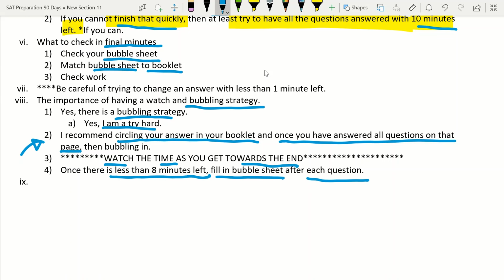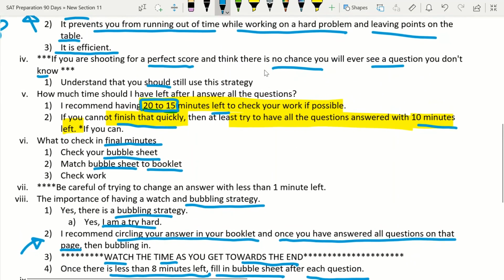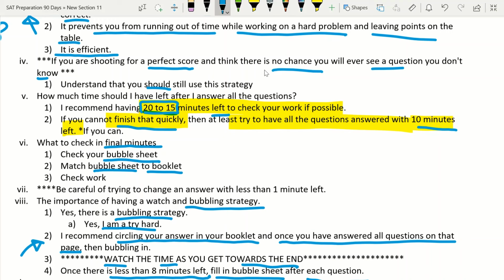Okay, so with that, let's go ahead and go back up to where we left off. So that's what to check in the final minutes. So we talked about matching your bubble sheet to your test booklet. In my opinion, that's very, very important. That's the first thing I would do after I've answered all my questions.